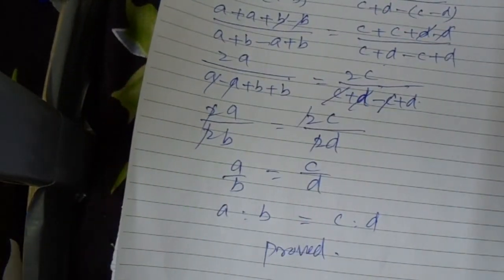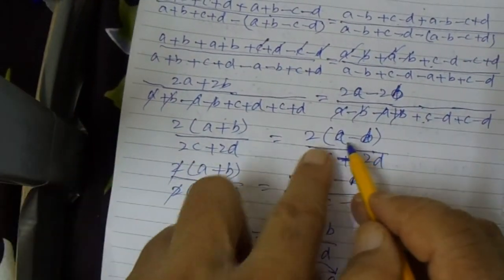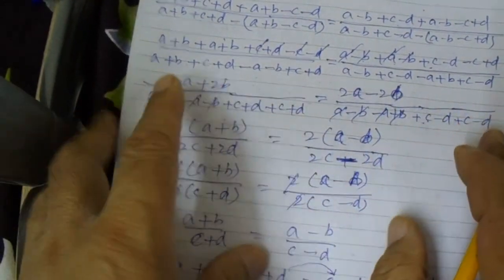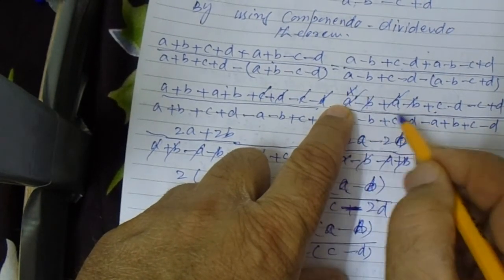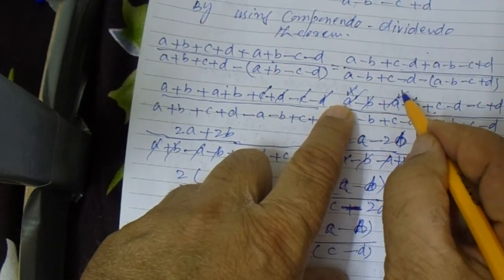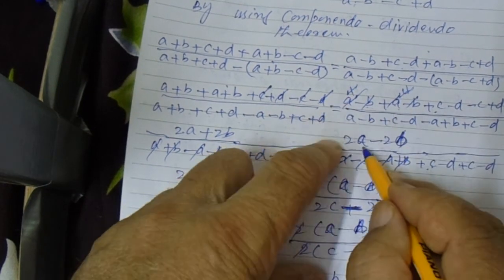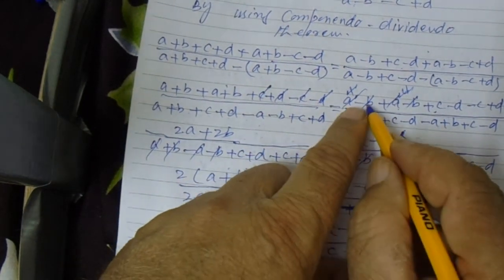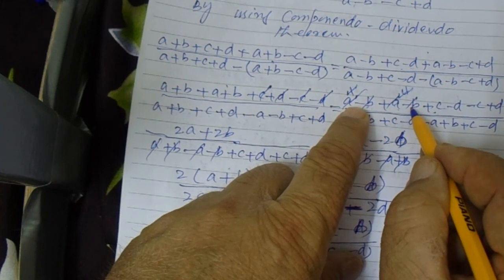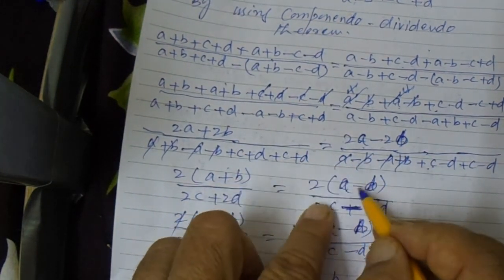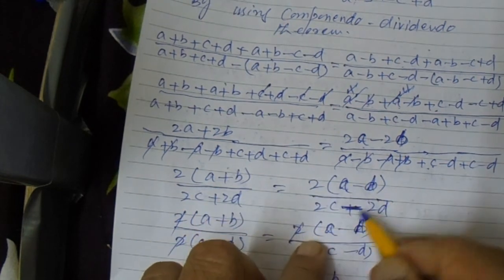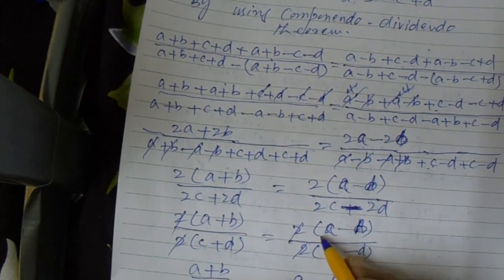So I explain here again: here A minus B, because we have this plus, we add this 2A and minus 2B, and here 2 is taken common from this, and 2C minus 2D, and 2 will cancel.